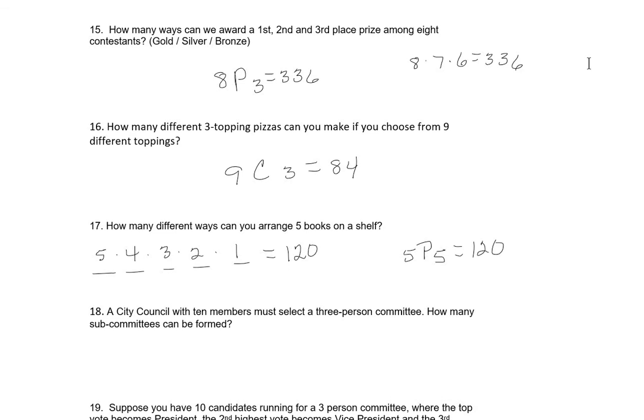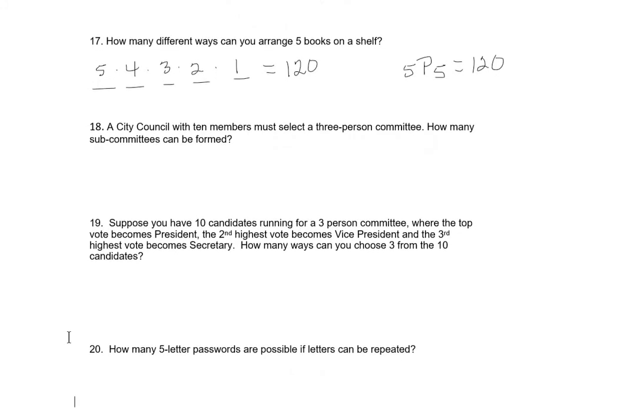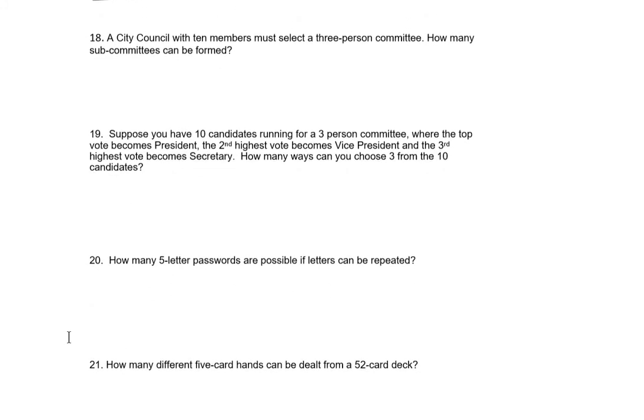Problem 18 and problem 19 are going to sort of go together. Problem 18, a city council has 10 members and they must select a 3-person committee. How many different subcommittees can be formed? Problem 19, suppose you have 10 candidates running for a 3-person committee where the top vote becomes president, the second is vice president, the third is secretary. How many different ways can you choose 3 from the 10 candidates?